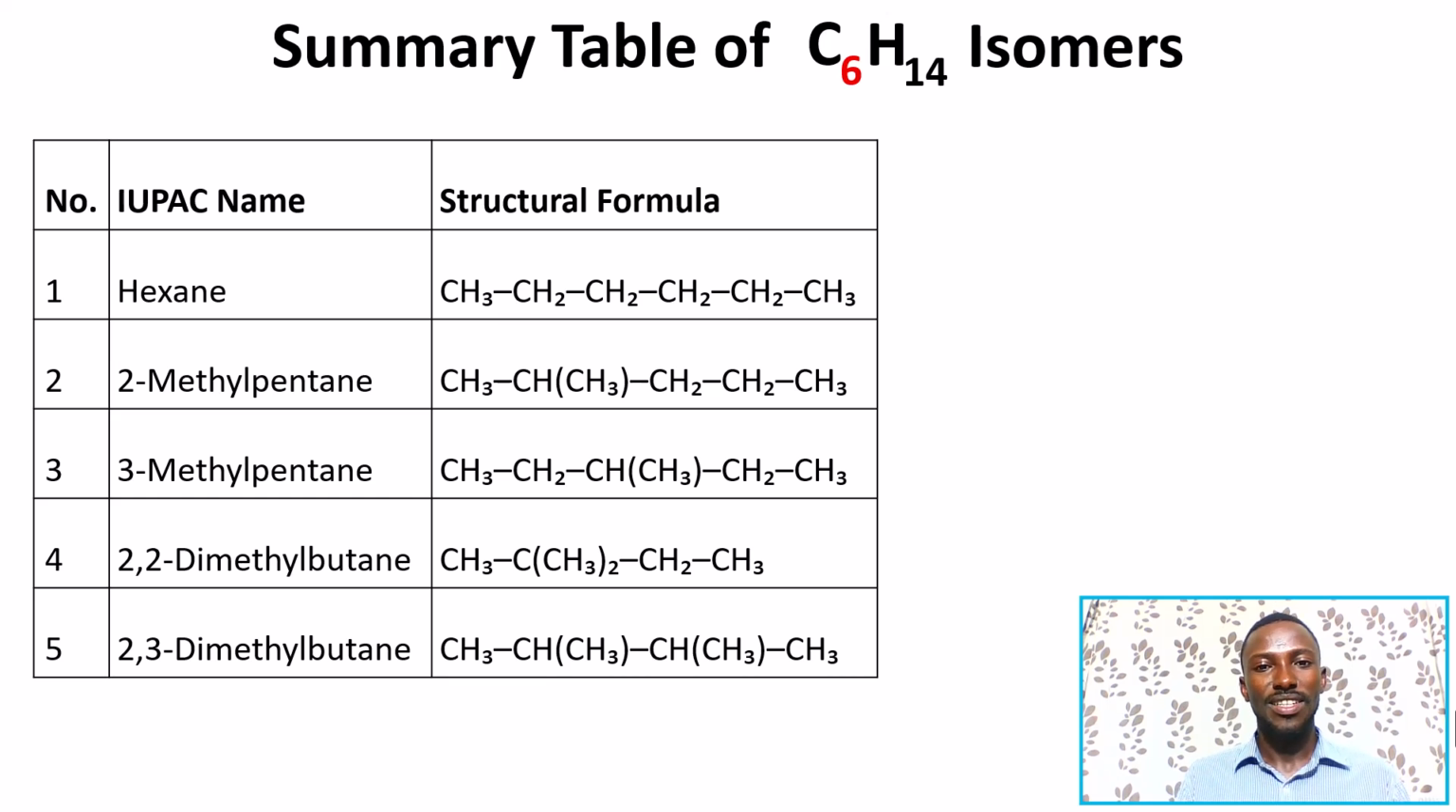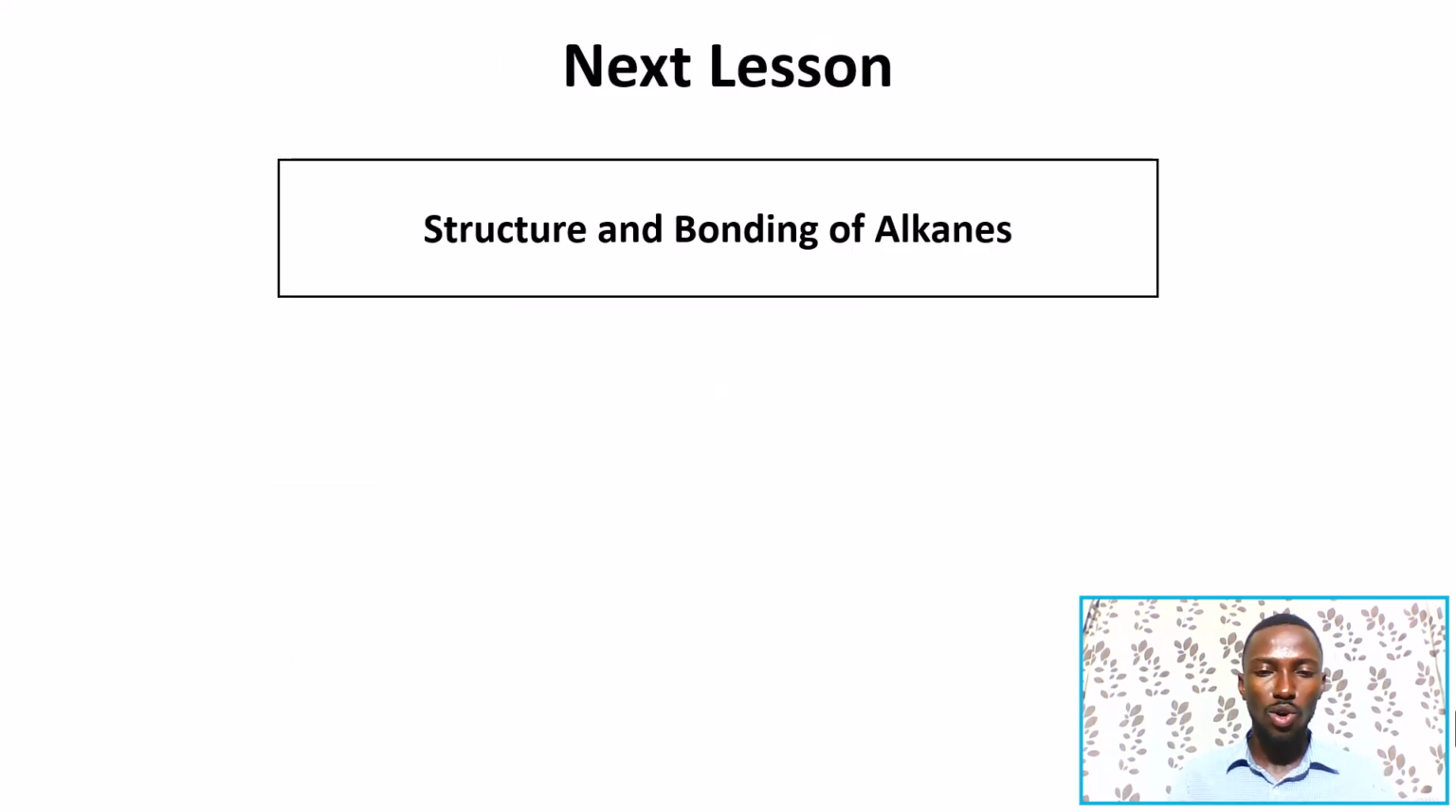Good. So this brings us to the end of our lesson on isomerism of alkanes. Now the next thing we want to consider is the structure and bonding of alkanes. Structure and bonding. What kind of structure and bonds do we have in alkanes?